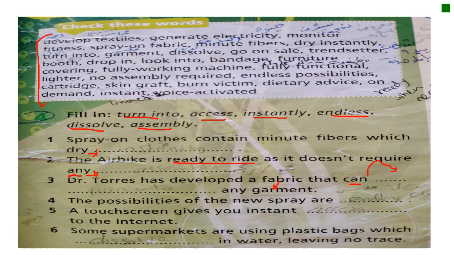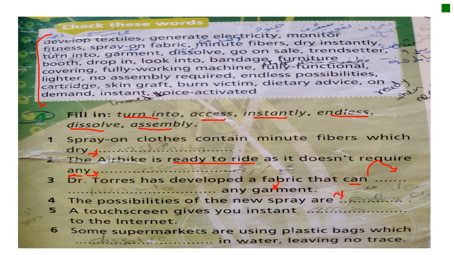4. The possibilities of the new spray are, what do you use after the adjective? Generally, we use an adjective after be. Here we have endless, an adjective. We want to describe the possibilities of this new spray: they are endless. What do you mean by endless possibilities? Infinite ways of using this new spray.